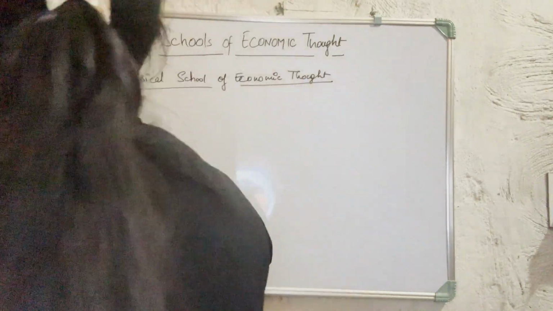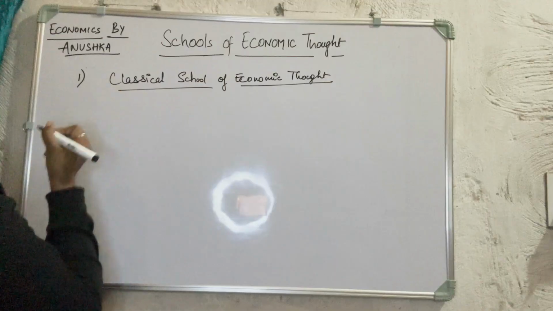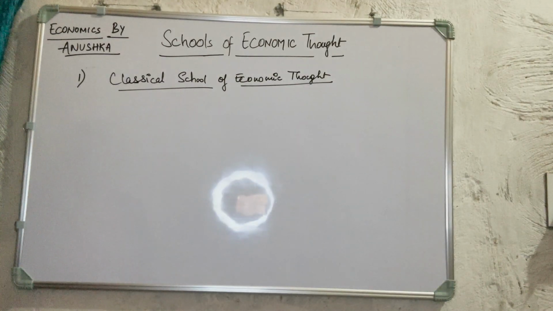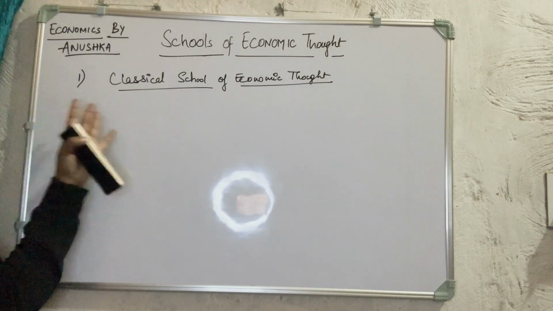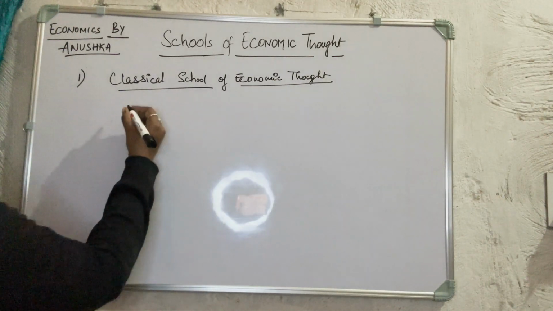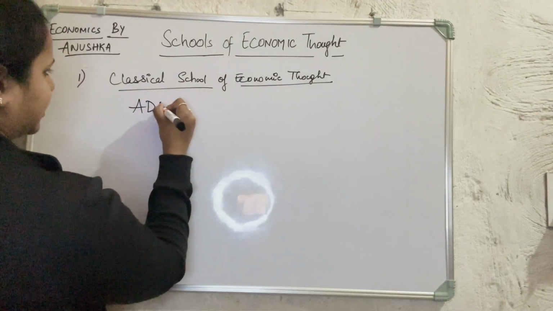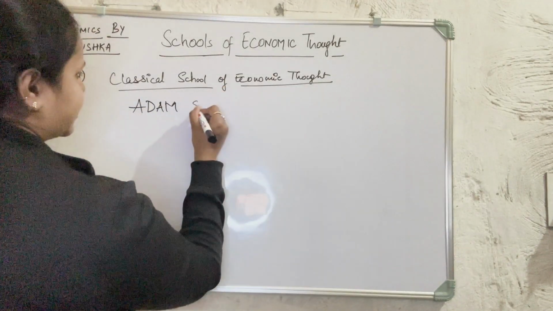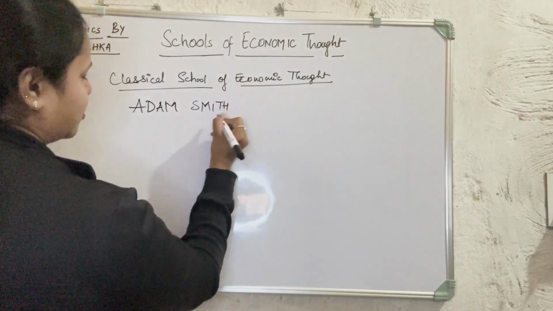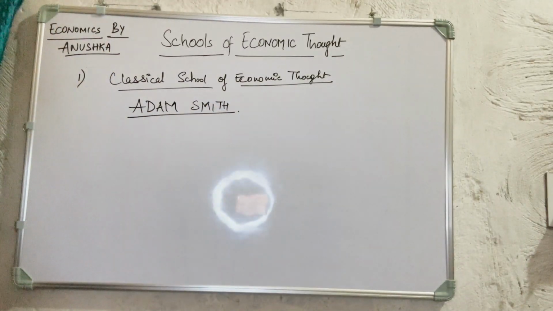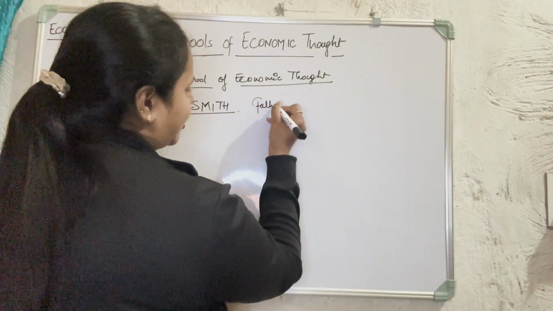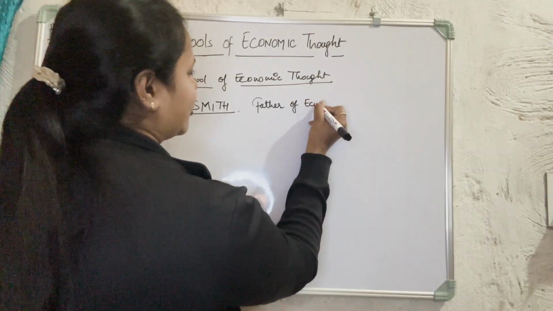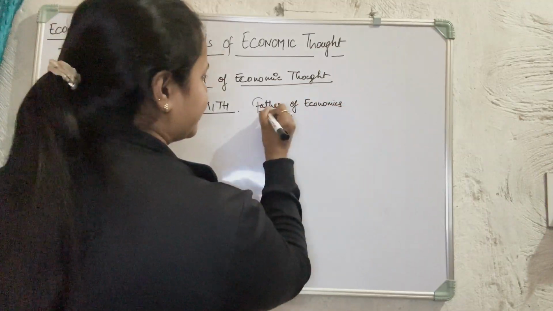First school of economic thought is classical school of economic thought. I have written on the board itself. So the classical school of economic thought, the first person whose name arises in our mind when we mention classical school of economic thought is Adam Smith. If you are not an economics student, you should know who Adam Smith was. Adam Smith was the one who first propounded the idea of economics. He is known as father of economics.